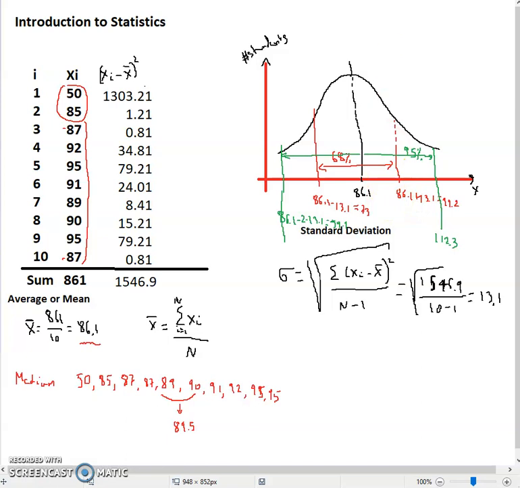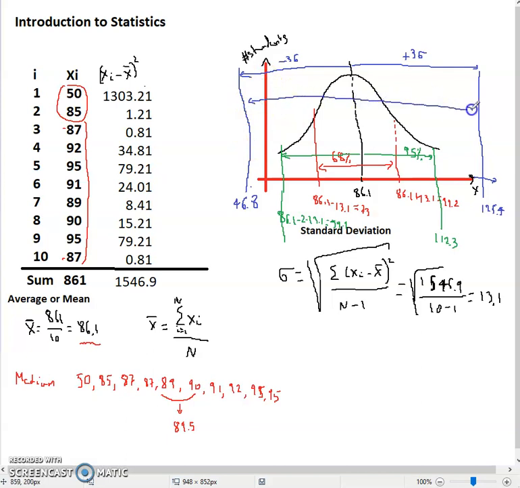And if we change this range even further, adding 3 sigma and going to 125.4, which is 86.1 plus 3 times 13.1, and then subtract 3 sigma, and go to 46.8. Within this range I shall have 99.7% of all the students.